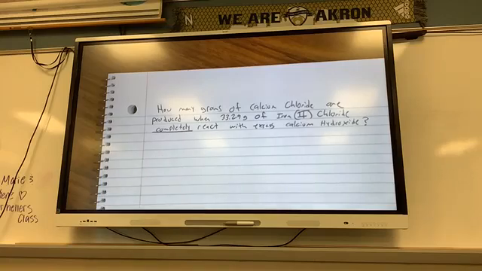So, step 1, write your equation. Do that. Write your equation. What type of equation is this? Going to be double displacement. Double switch.